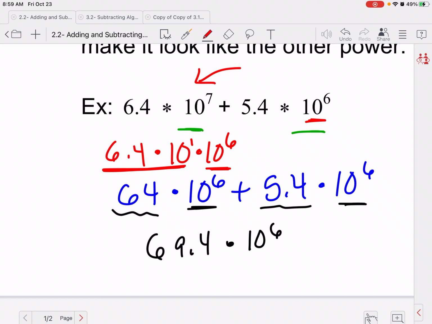And in this case, I am not in proper scientific notation, so I'm going to go ahead and bring my decimal over. So this would be 6.94 times 10 to the 7th, because I moved the decimal over 1 to the left, so it becomes more positive.